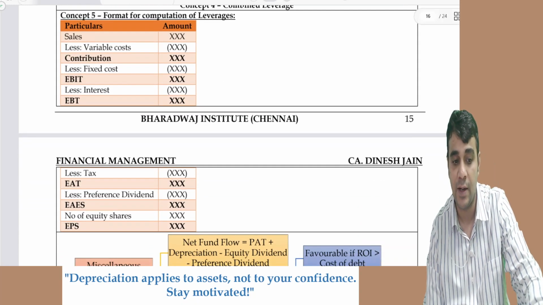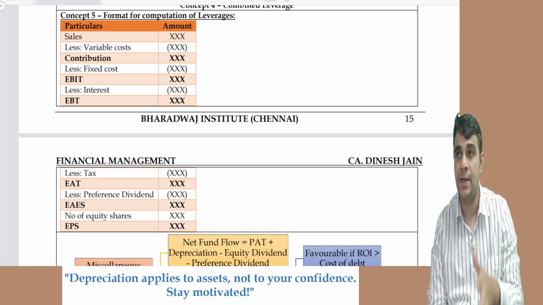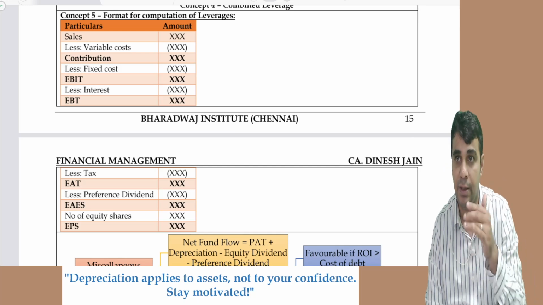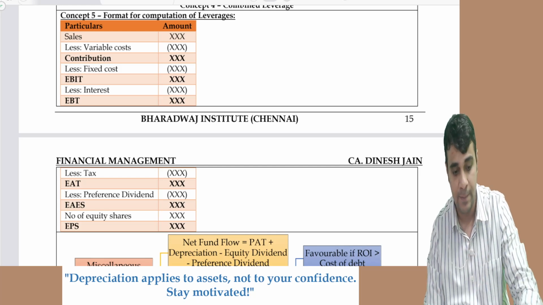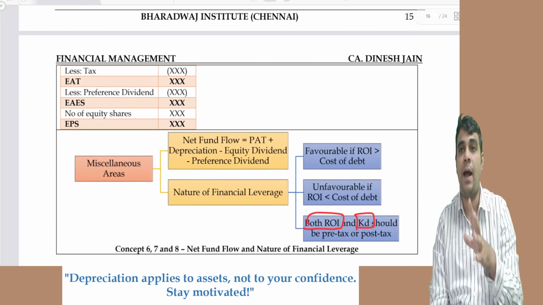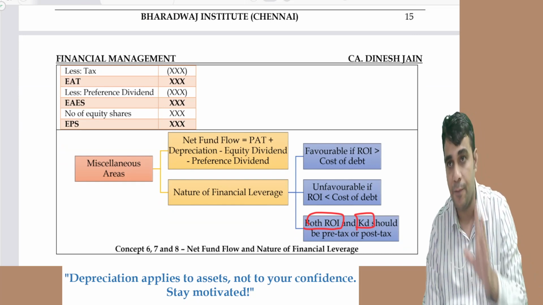This is the format of the income statement, starting from sales till EBIT as marginal costing. EBIT till EPS is financial management: EBIT less interest, EBT less tax, EAT less preference dividend, EAES number of equity shares, and EPS. Net fund flow basically means PAT, add back non-cash item depreciation, deduct equity dividend, and deduct preference dividend.